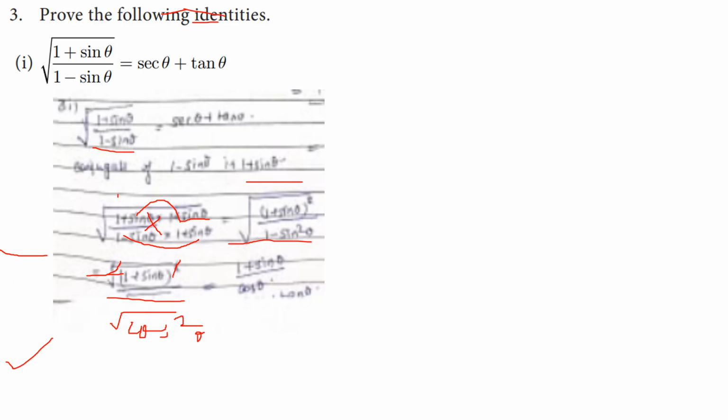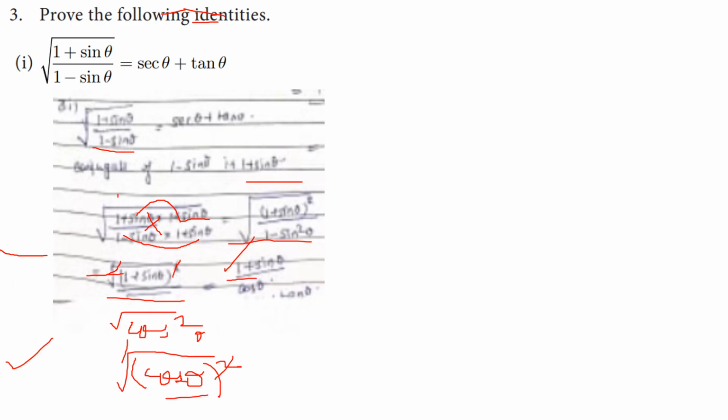And here also, cos squared theta means, how will you write it? Cos theta whole squared. That means cos squared theta. So the squared and the square root both will cancel. So remaining here also, the denominator is cos theta. So our result is 1 plus sin theta by cos theta.